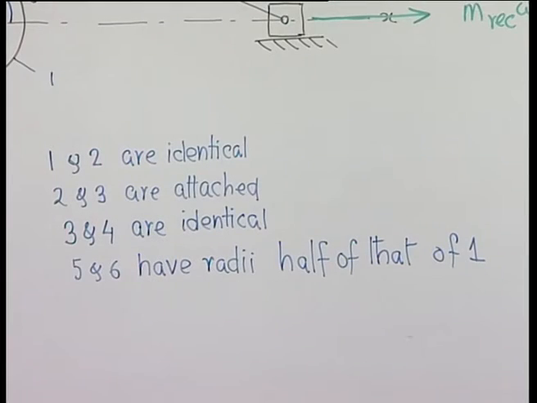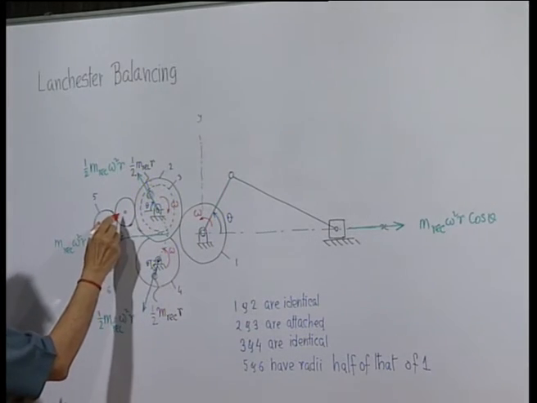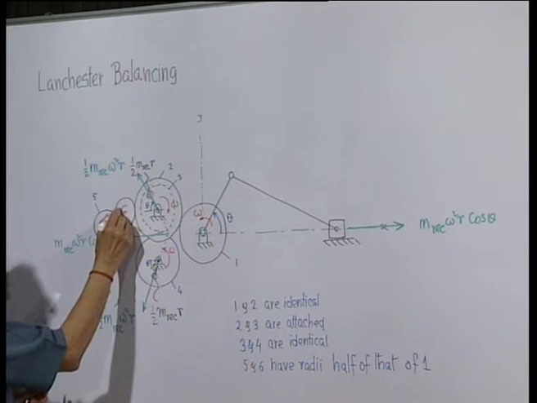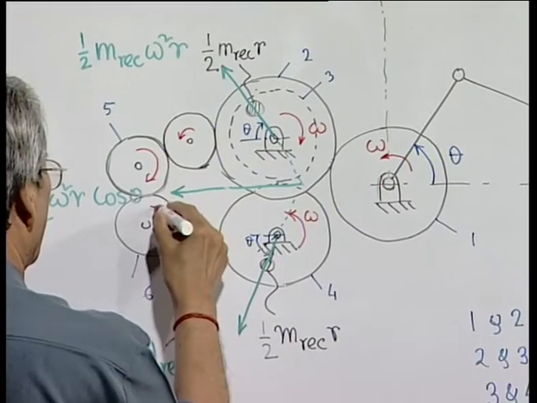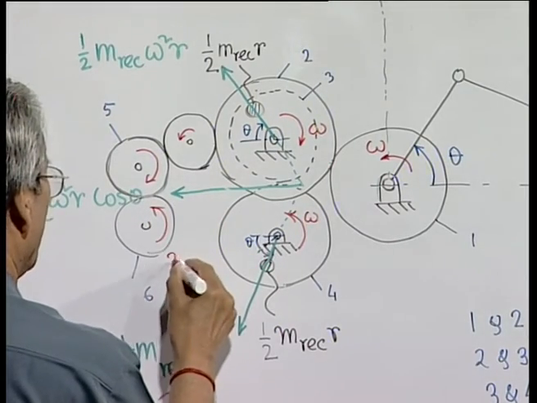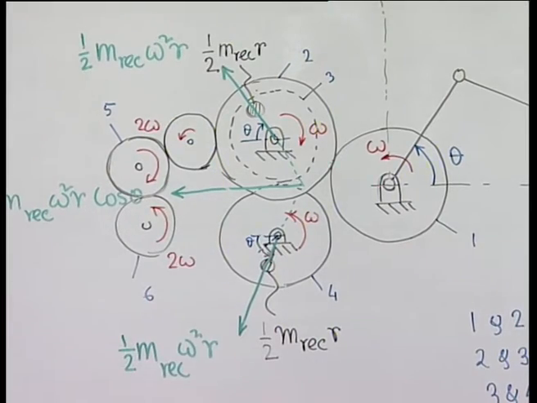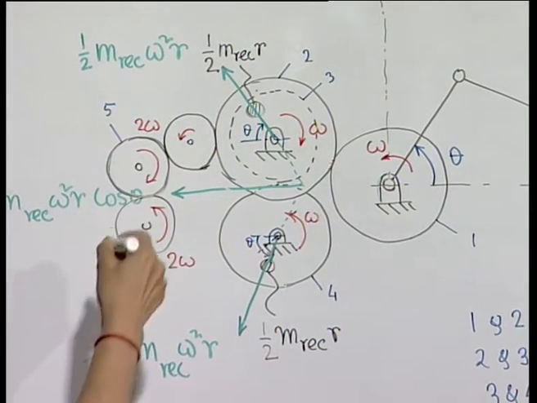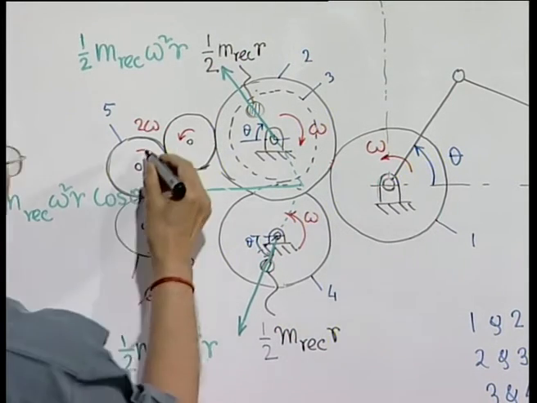What will happen if this is rotating with an angular velocity omega in this direction? This is an idler gear. So, this will rotate in this direction, then this will again rotate in this direction, and this will rotate in this direction, but the speed will now be 2 omega. So, these two gears will rotate at speeds double the speed of the crank.